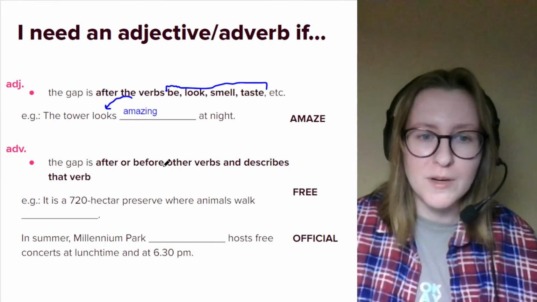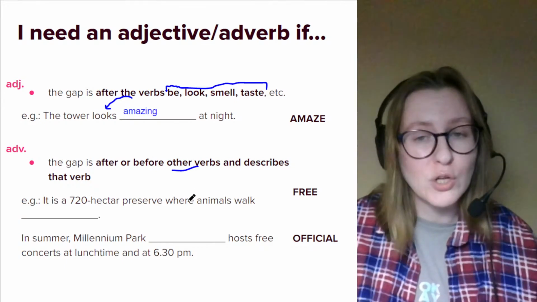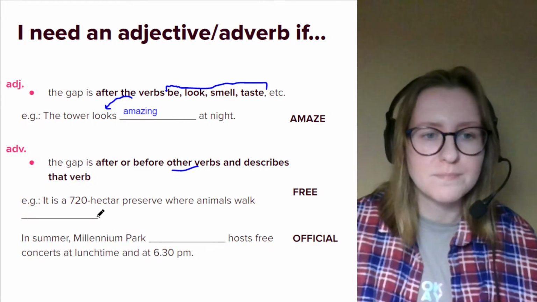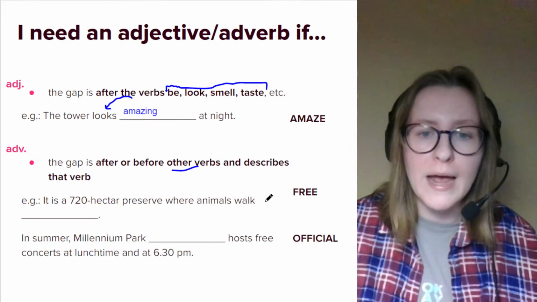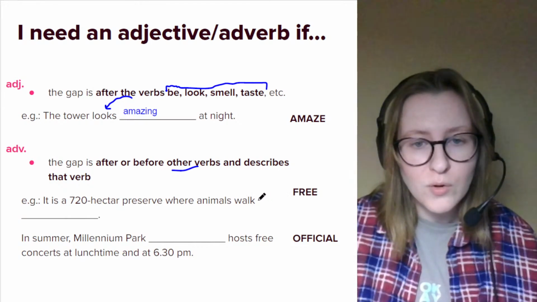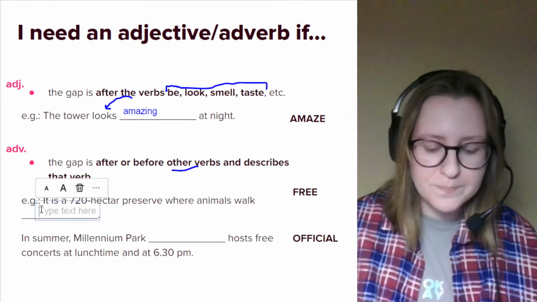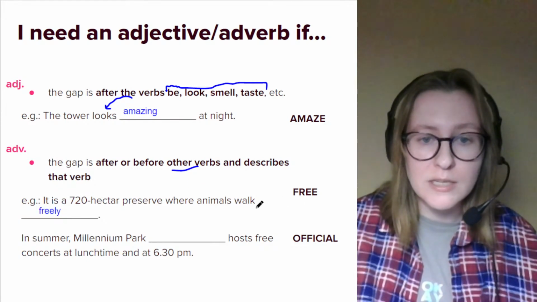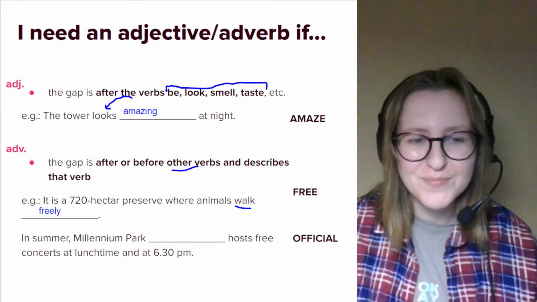Okay, and an adverb, right? Before or after all other verbs, meaning not sense verbs, right? And describes that verb. Let's have a look at examples. It is a 720-hectare preserve where animals walk. How? They walk freely, right? Walk is not a sense verb, so we need an adverb.